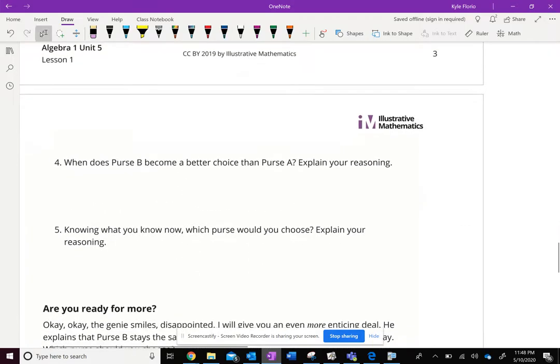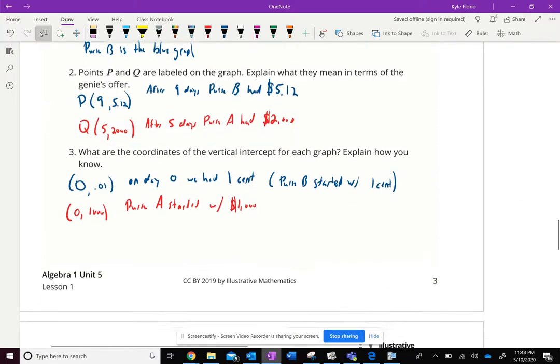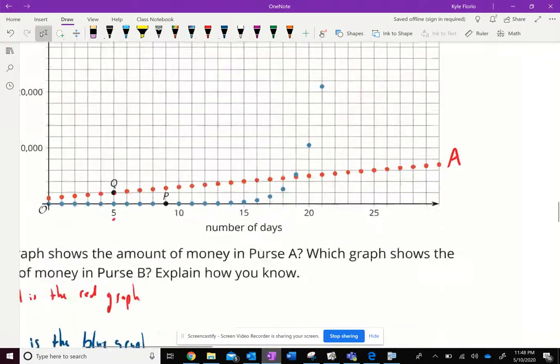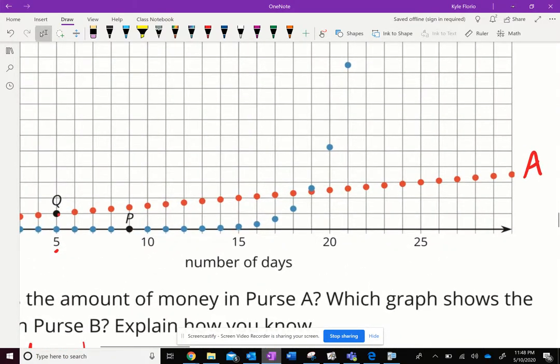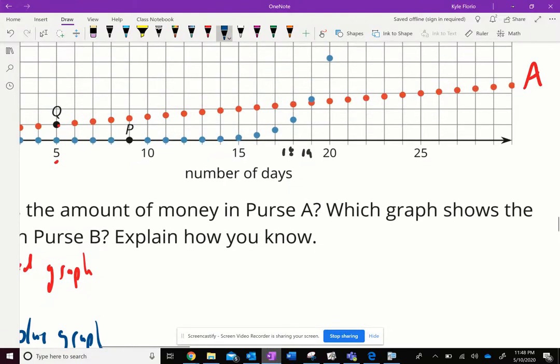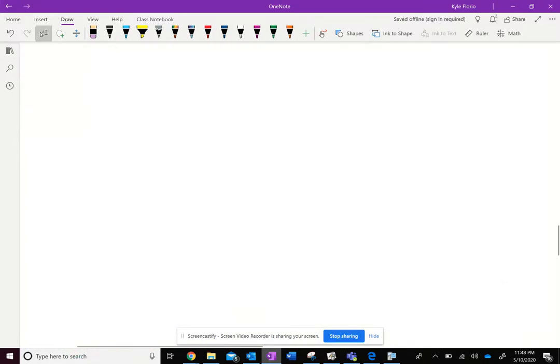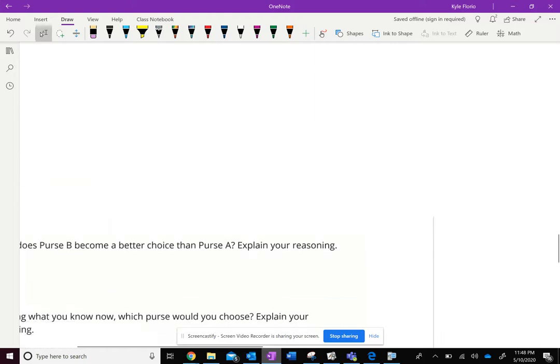All right, when does purse B become a better choice than purse A? We could figure this out by looking at the graph. Purse B looks like it overtakes it. This would be day 18. Day 19. So on day 19 is when we finally get the blue purse B to be a better deal than purse A. And I can see it very clearly in the graph because on day 18 it's less by a lot, but then it just makes it on day 19. And we'll verify that.